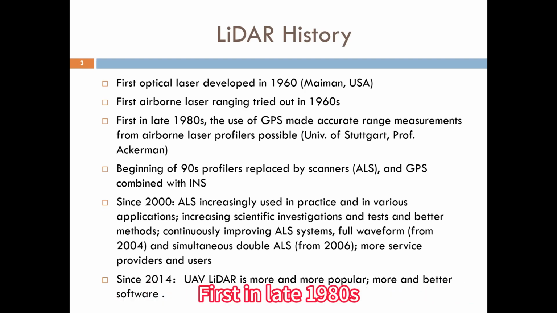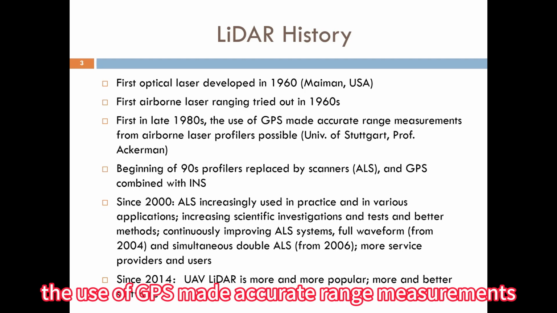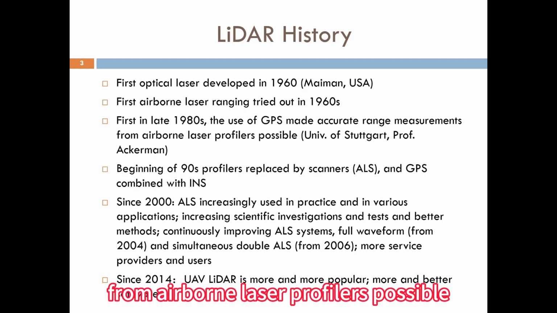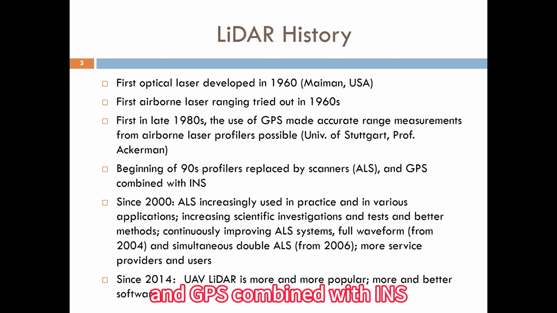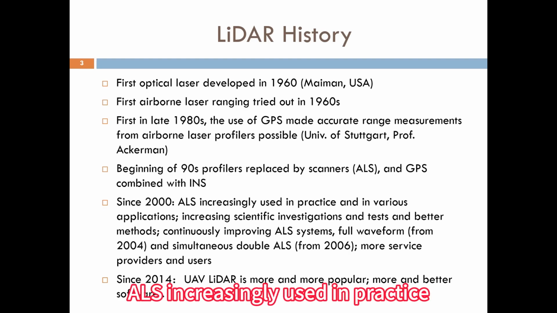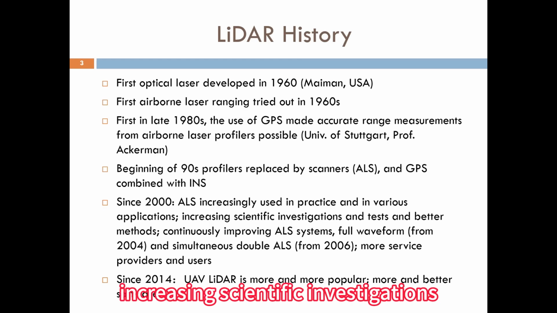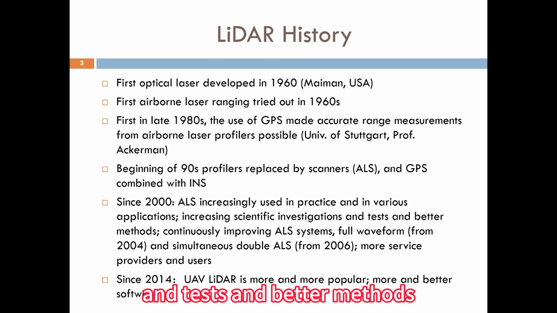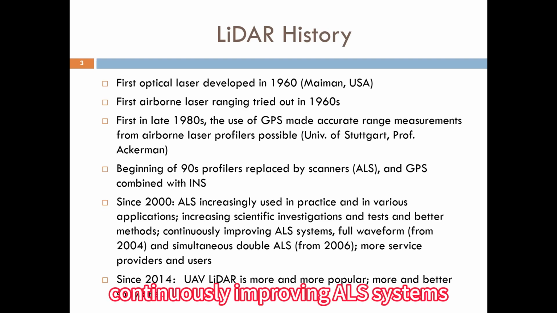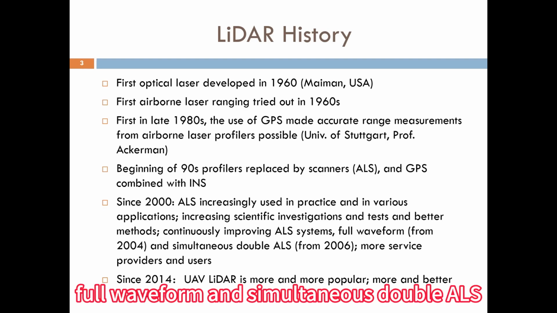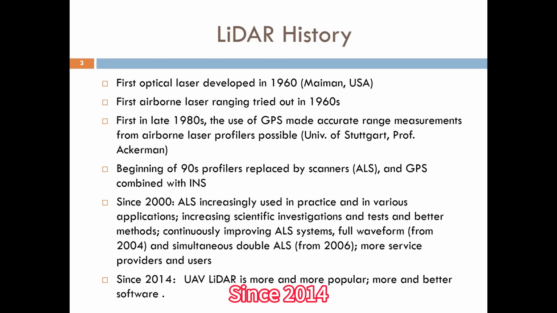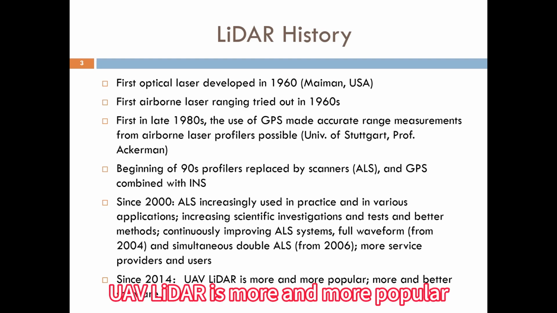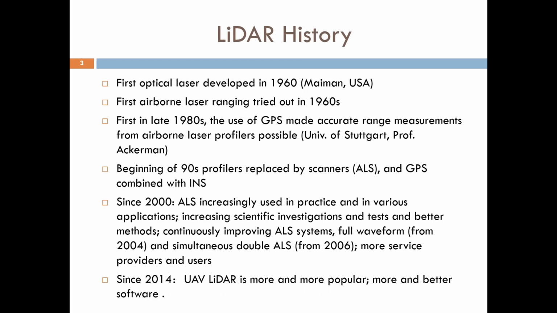In the late 1980s, the use of GPS made accurate range measurements from airborne laser profilers possible. At the beginning of the 90s, profilers were replaced by scanners, and GPS was combined with INS. Since 2000, ALS has been increasingly used in practice and in various applications, with increasing scientific investigations and tests and better methods, continuously improving ALS systems, full waveform and simultaneous double ALS, more service providers and users. Since 2014, UAV LiDAR is more and more popular, with more and better software.